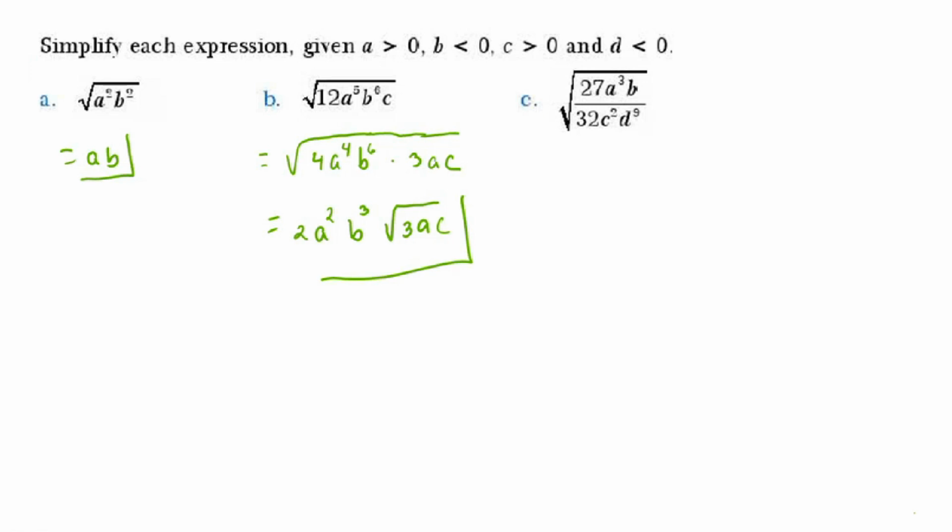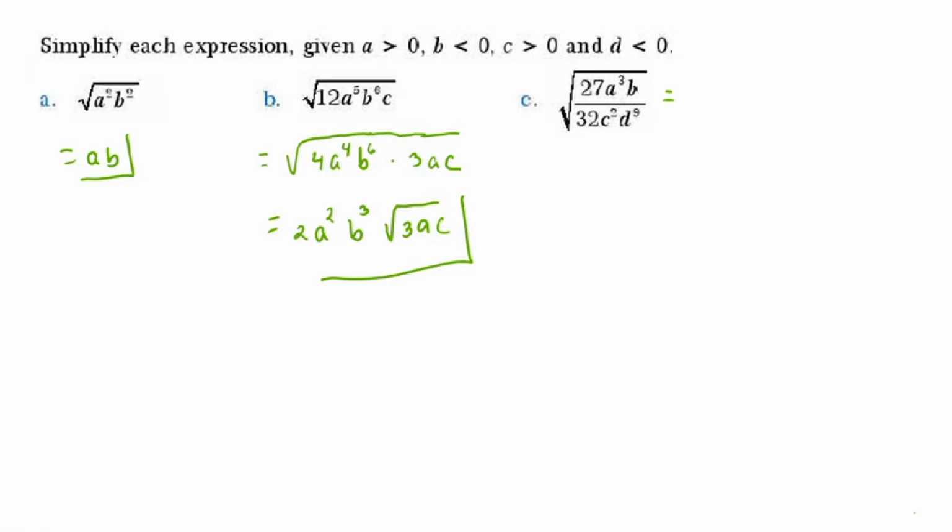Okay, for letter C, we have the square root of 27a cubed b over 32c squared d. So the variables are different: a, b, c, and d. And we also have the numerical radicands 27 and 32. 27 over 32 cannot be reduced to lowest terms. But what we are going to do here is find the factors of 27, wherein one of the factors is a perfect square, and also do the same with the denominator of 32.